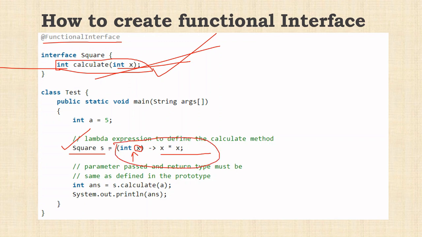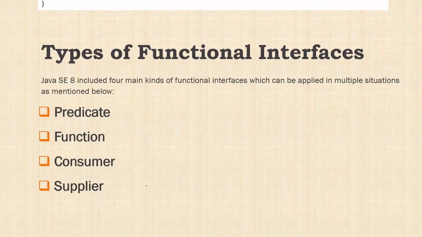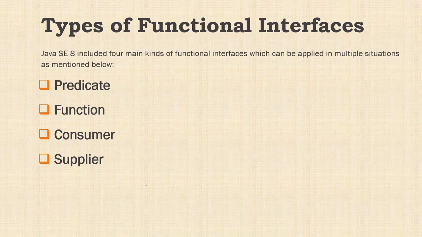So we have written logic inside the calculate method, and we can call it like s dot calculate. We have a reference of the interface, and we have the calculate method. We are passing here s dot calculate of 5, so we'll get the result, which is 5 into 5, 25. Like this we can create a functional interface inside Java. Okay, so let's see the next topic, which is types of functional interface.